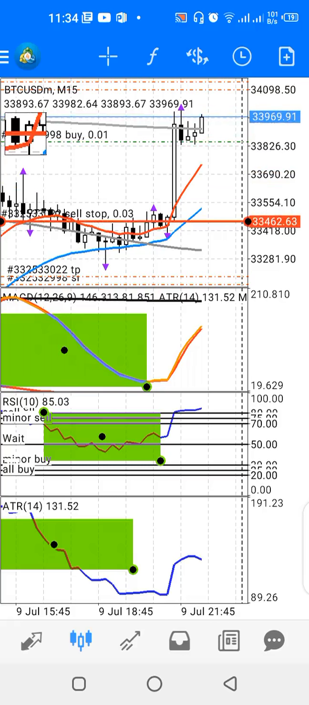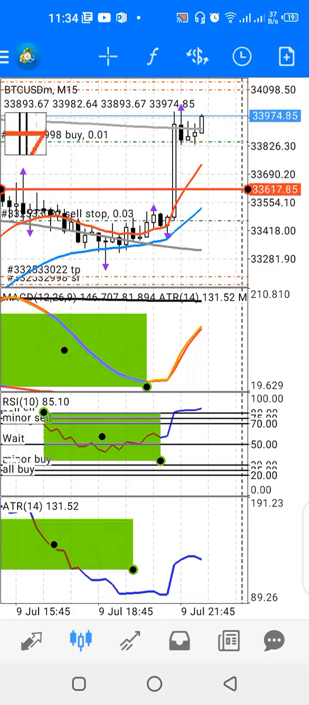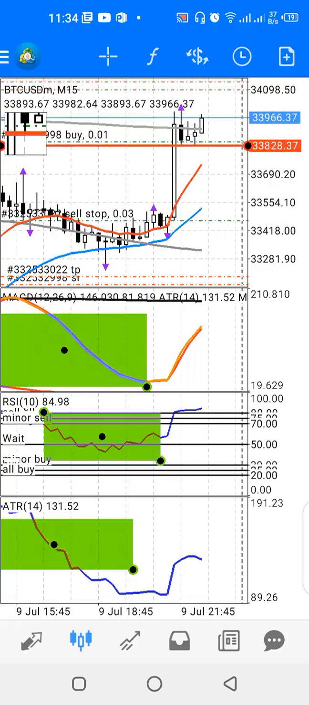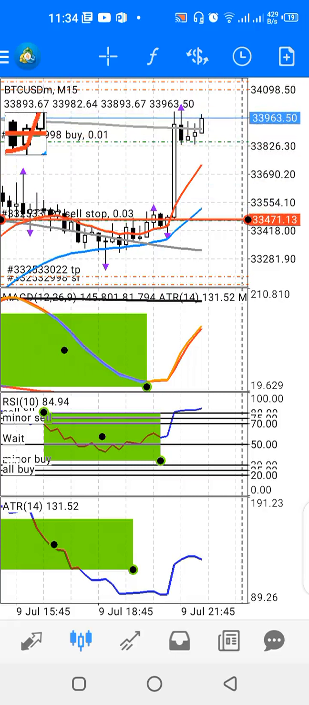Don't forget, the first trade will be 0.01 for $300. The first edge will be 0.03. The second edge, which will be a buy stop, will be 0.08. The third and final edge will be 0.24 for a $300 account.